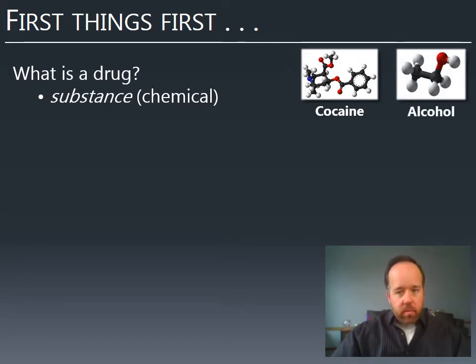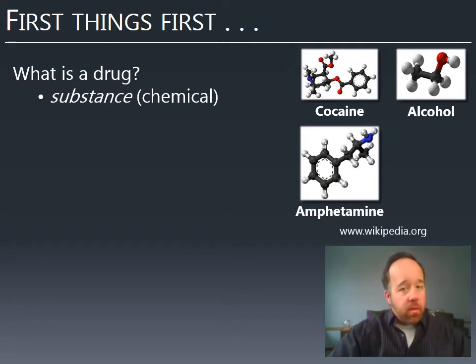Alcohol has a chemical structure. And in this course, when we say alcohol, we mean drinking alcohol, which is called ethyl alcohol or ethanol. And alcohols are a class of chemical structures. There's lots of different alcohols technically. But when we say alcohol, what we mean is ethanol, ethyl alcohol, drinking alcohol. So I'll use alcohol as a shorthand for that particular type of alcohol.